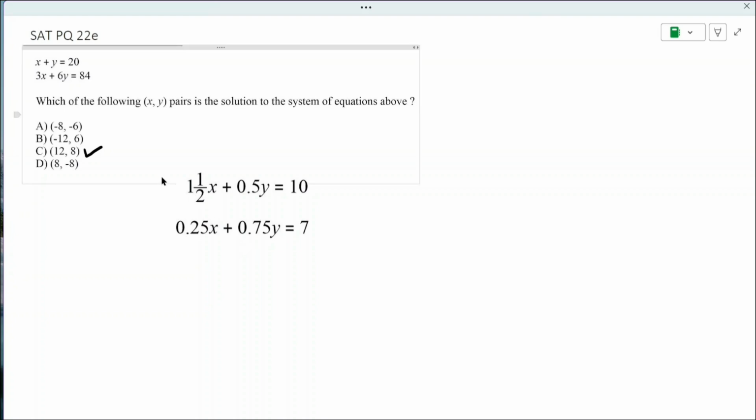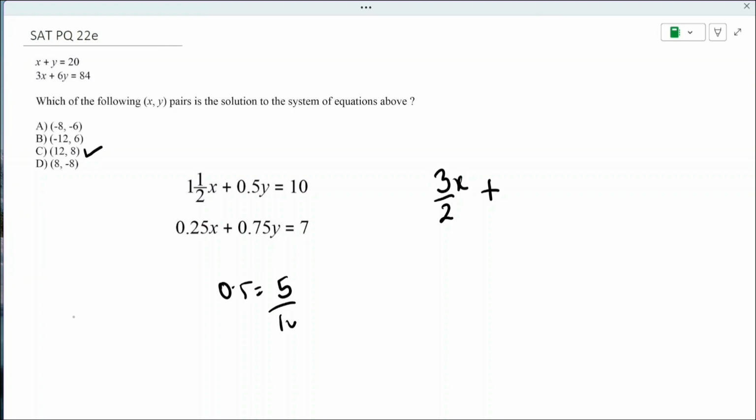So we convert this to an improper fraction. We have 2 times 1, 2, plus 1, 3. So we have 3 over 2x plus 0.5 in fraction, which is 5 over 10. Let's do it here. 0.5 is the same thing as 5 over 10. And in its simplest form, you have 5 here 1, 5 here 2. That's 1 over 2y equals 10.